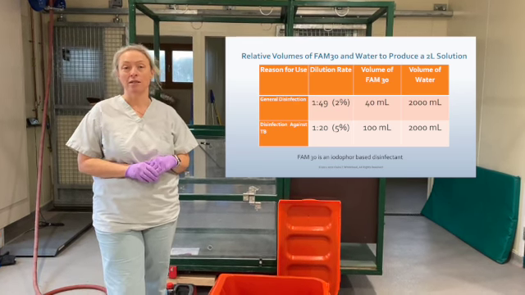So for general disinfection, that would be equivalent to 20 mils more or less in 2 litres of water, or at 100 mils in 2 litres of water if you're wanting to use it for TB at the 1 in 20 dilution rate.